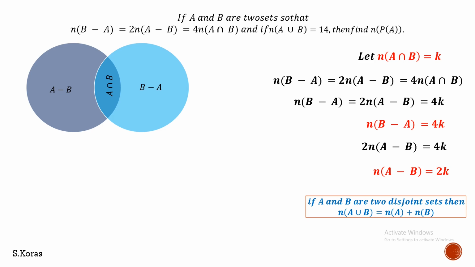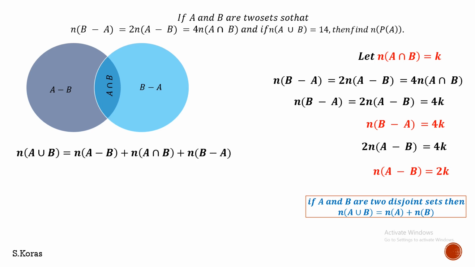Since A difference B, B difference A and A intersection B, these three are disjoint. As you know, if A and B are two disjoint sets, then we can say n of A union B is n of A plus n of B. So here, this is totally A union B. So n of A union B can be written, according to this formula, as n of A difference B plus n of A intersection B plus n of B difference A. Since these three sets are disjoint, we have a clue like this.